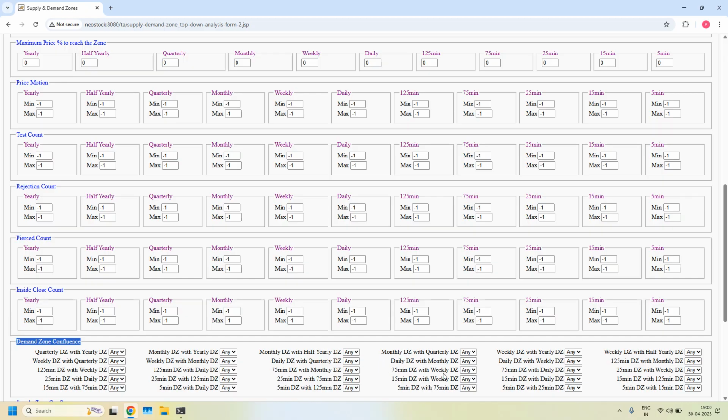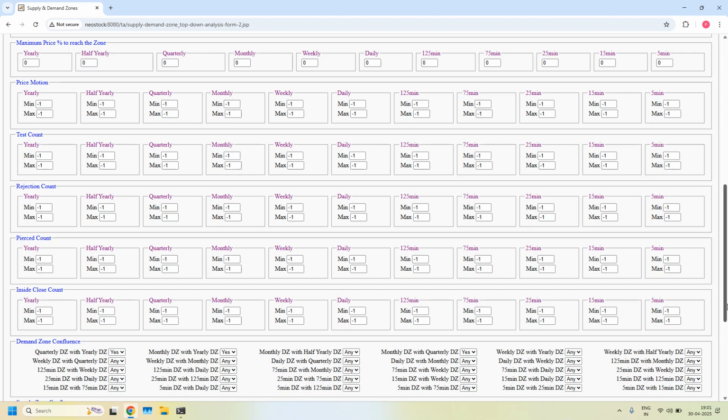First, monthly demand zone with quarterly demand zone confluence, I enable the filter. Next, monthly demand zone with yearly demand zone I also filtered. And then quarterly demand zone and yearly demand zone confluence also I filtered. So in total we set 3 filters. That means the monthly zone should overlap with the quarterly zone, and both monthly and quarterly together should overlap with the yearly zone. So that's why we set 3 filters.